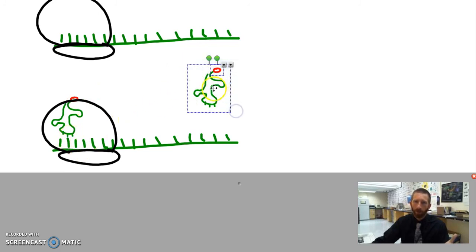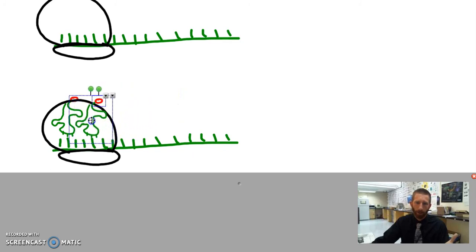And then we're going to have another tRNA that's going to float in and match up, right? This matches with this, this with this, this with this. And then this is the key part. This is the main thing that the ribosome does.